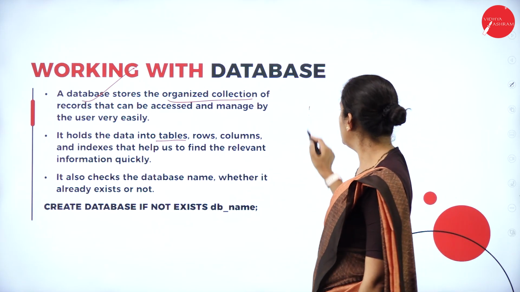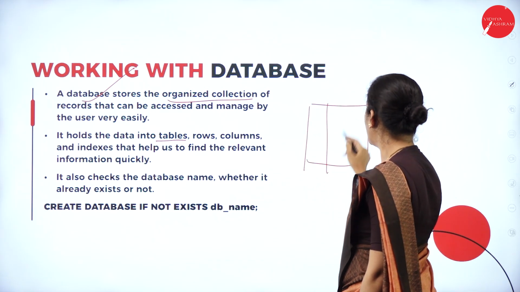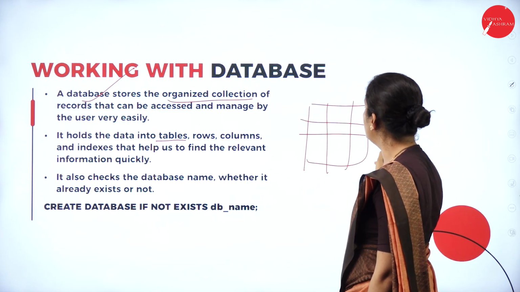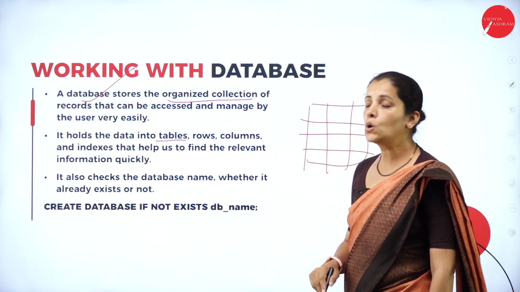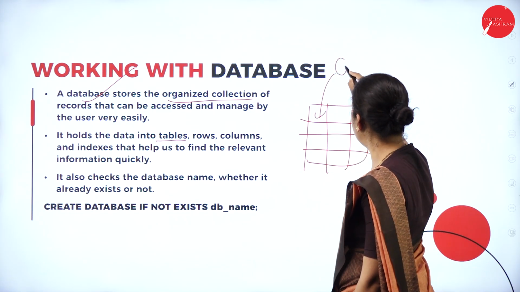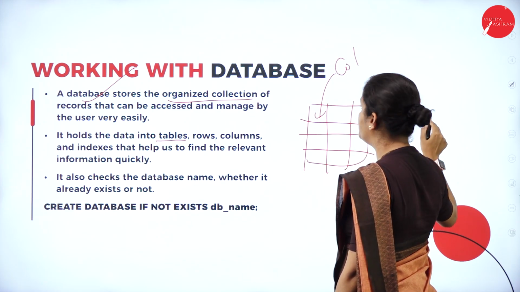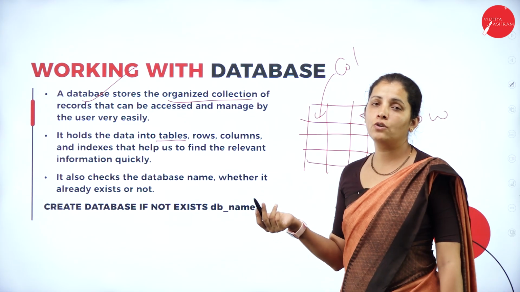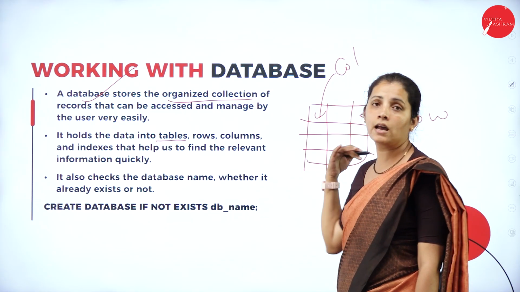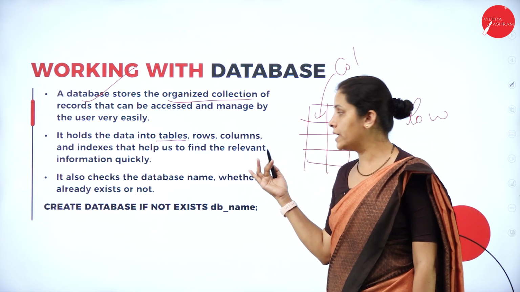So what is a table? See, this is my table. What are the things I have? I have the columns and I have the rows. So this is my column. And what about this? This is my row. So what is a database? It's a collection of related data, and data are organized in the form of tables.